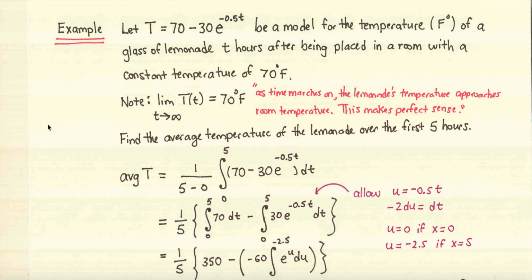Makes perfect sense. So temperature T does not go to infinity, it doesn't go to negative infinity, it approaches room temperature, which means there's a horizontal asymptote. Find the average temperature of the lemonade over the first 5 hours.